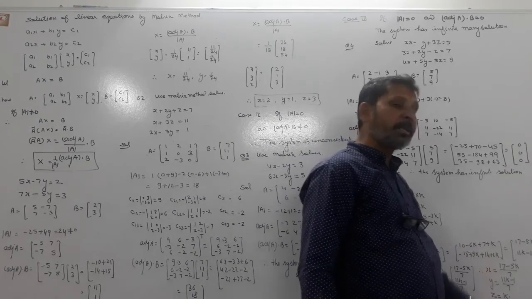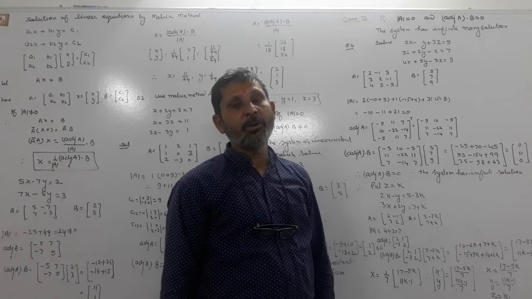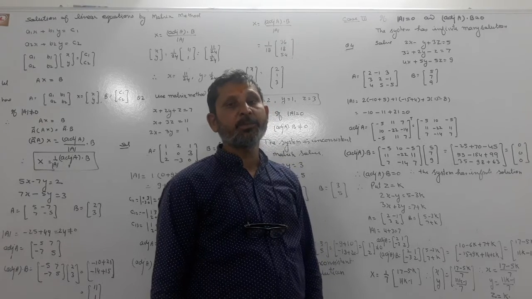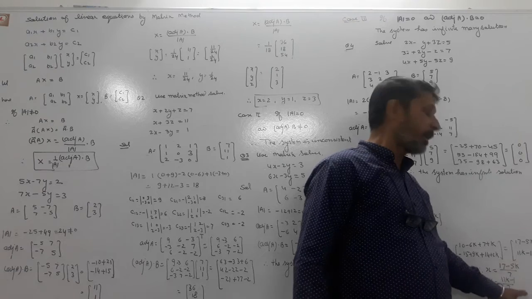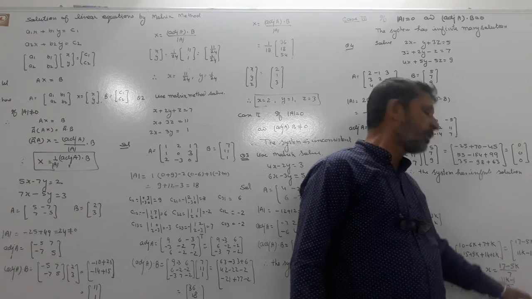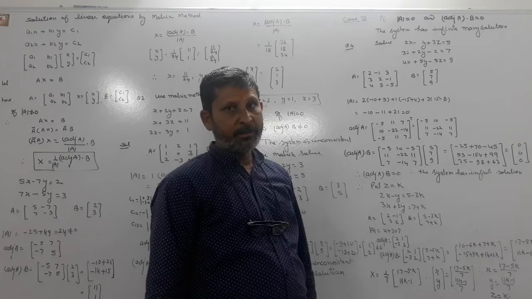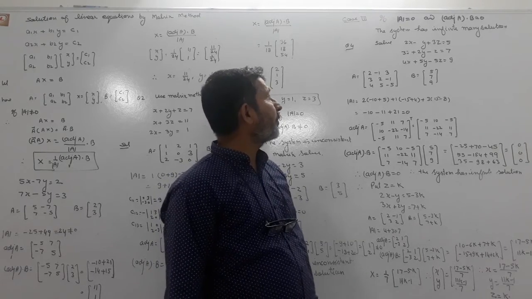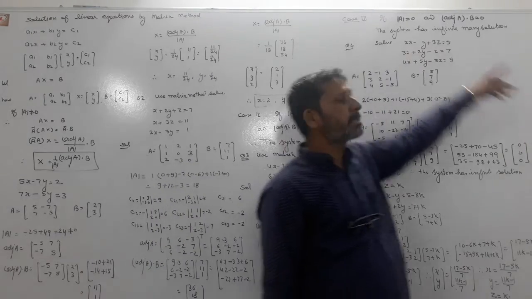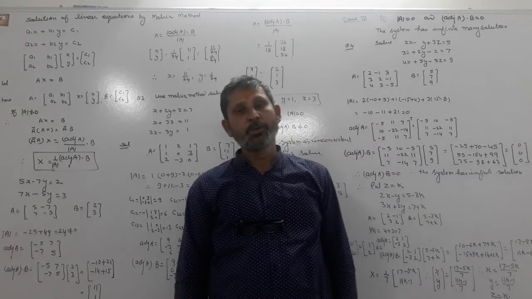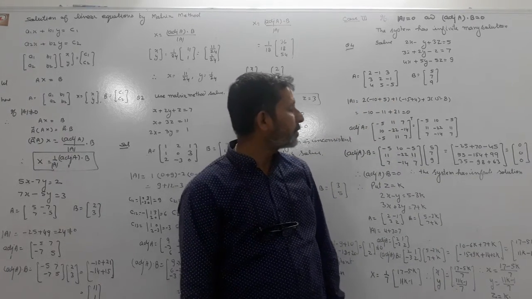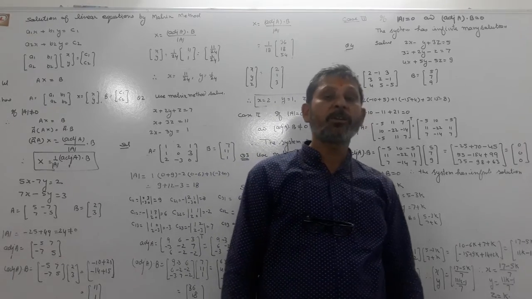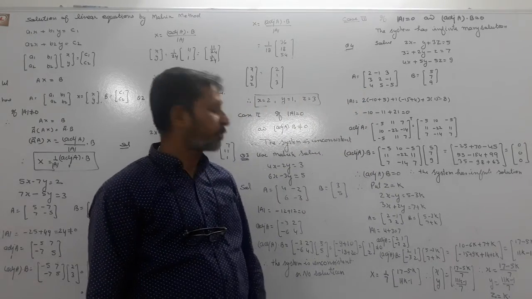This is the solution. In this case, we find the values of x, y and z in terms of k, or x is in terms of z and y is also in terms of z. So if the determinant of A as well as the adjoint of A into B equals 0, then the system has infinitely many solutions. In case of infinitely many solutions, we find the values of x and y in terms of z.